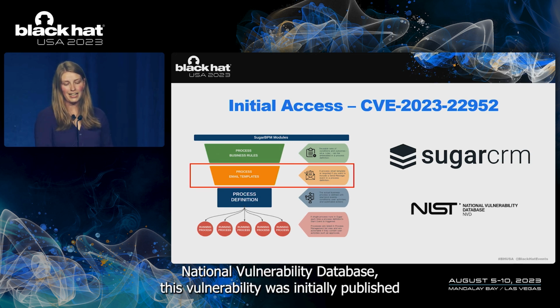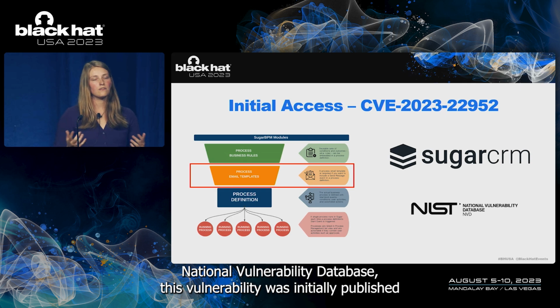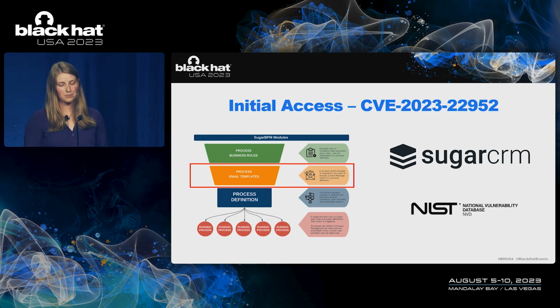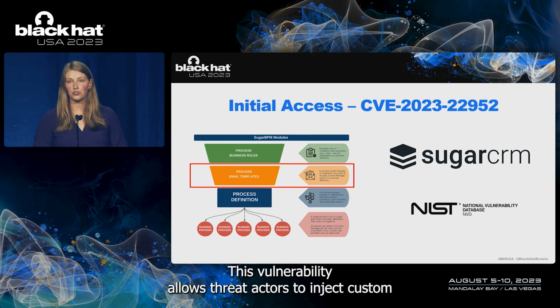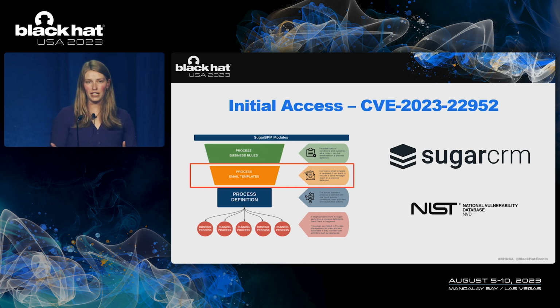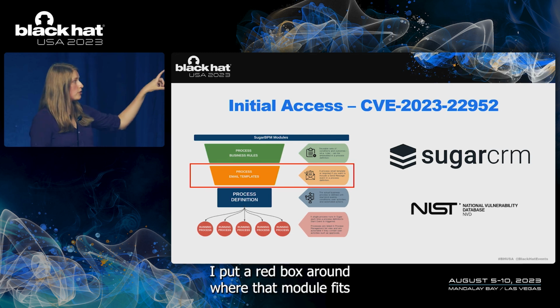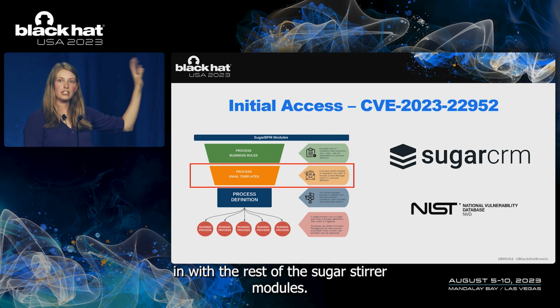According to the NIST National Vulnerability Database, this vulnerability was initially published on January 11th, 2023, with a base score of 8.8. This vulnerability allows threat actors to inject custom PHP code into the email templates module due to missing input validation. I put a red box around where that module fits in with the rest of the SugarCRM modules.